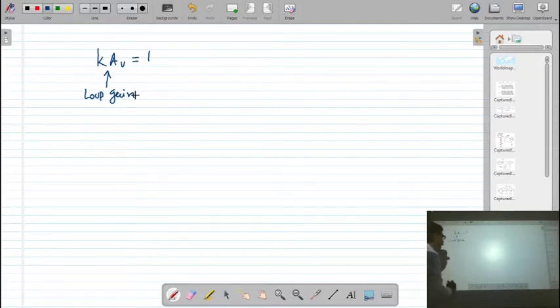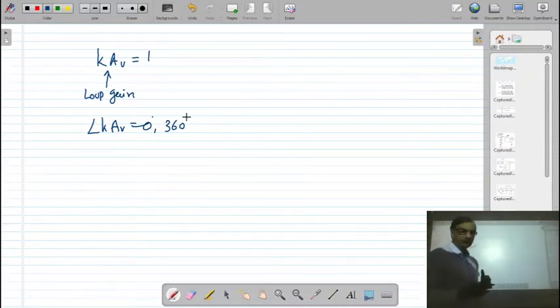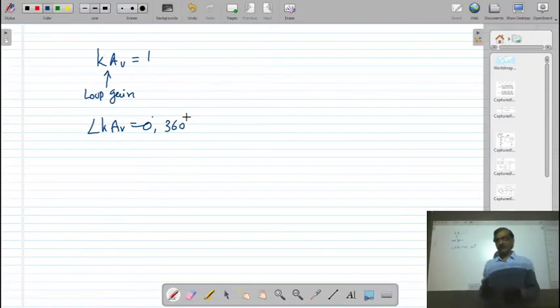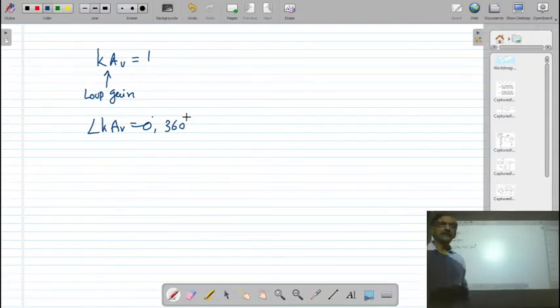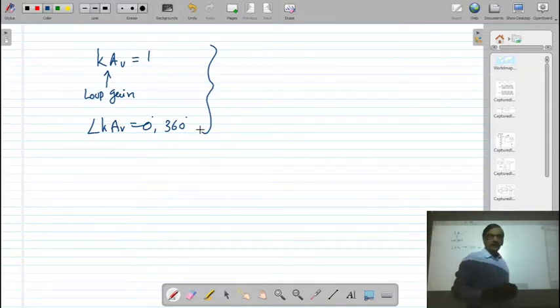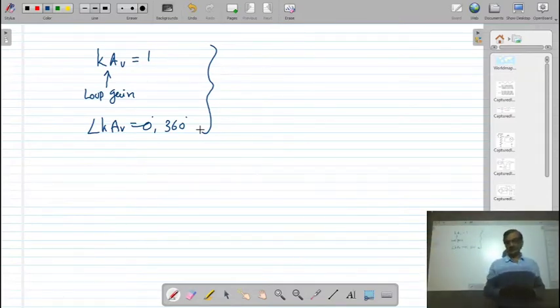Then another condition is that, whatever the loop gain we have, the phase difference of this loop gain must be 0 degree or 360 degree. It means the input signal of this oscillator and the feedback signal, the phase difference between both signals should be 0 degree, 360 degree. Then only you can have a positive feedback. And if this amplifier circuit satisfies these two conditions, then your amplifier will convert into an oscillator circuit.